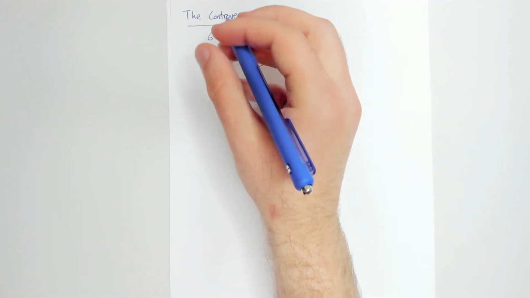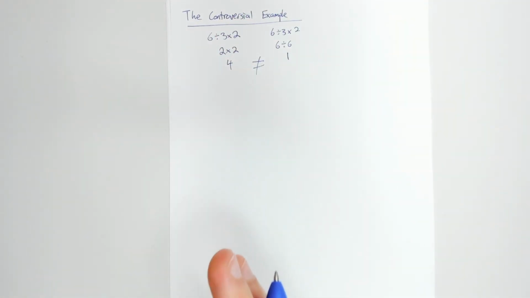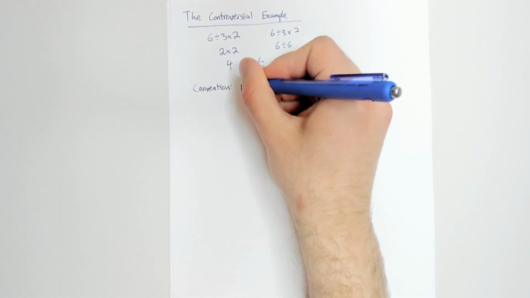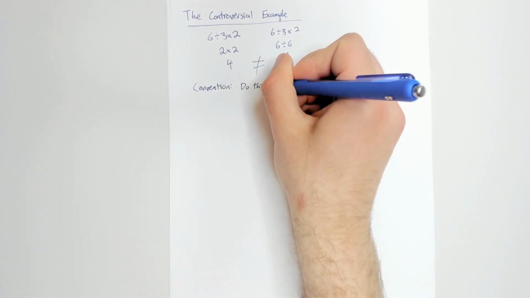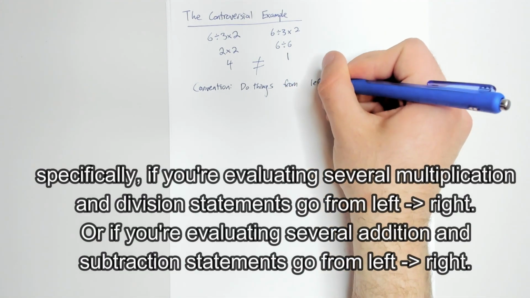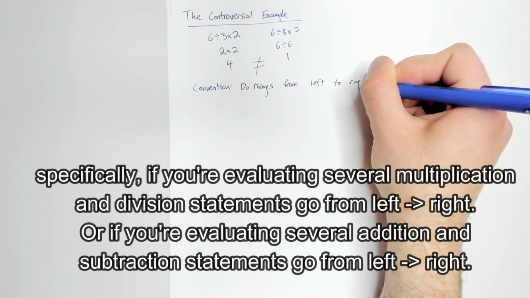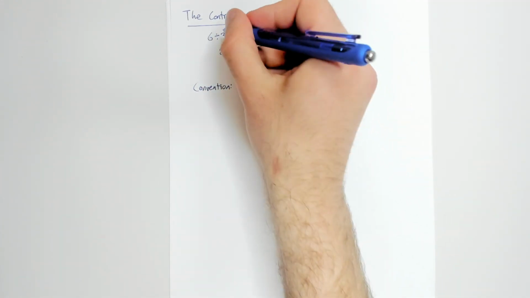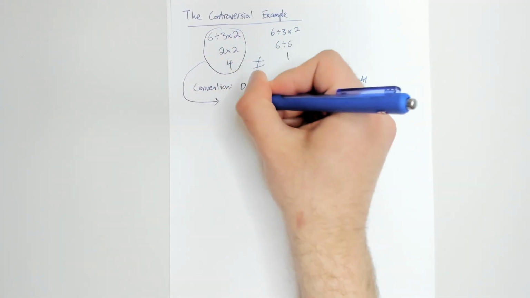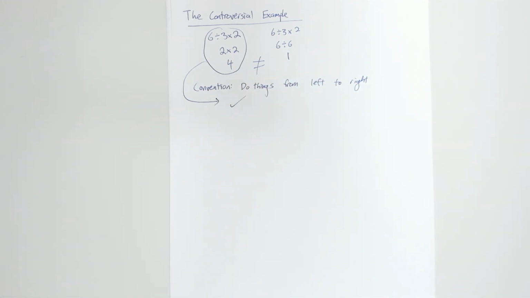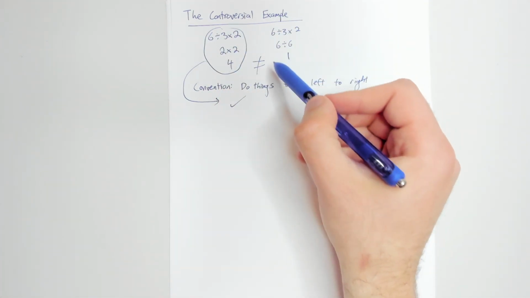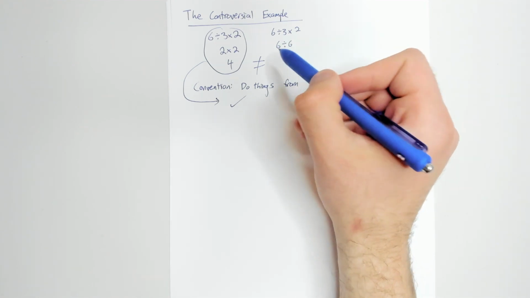The first way is to establish the convention that we always do things from left to right. By this convention, the first method is going to be the correct method. And this is usually the convention. People usually say, okay, just do things from left to right. So this is still a non-ambiguous statement. The other way would be the incorrect way to evaluate it because you're doing things from right to left.